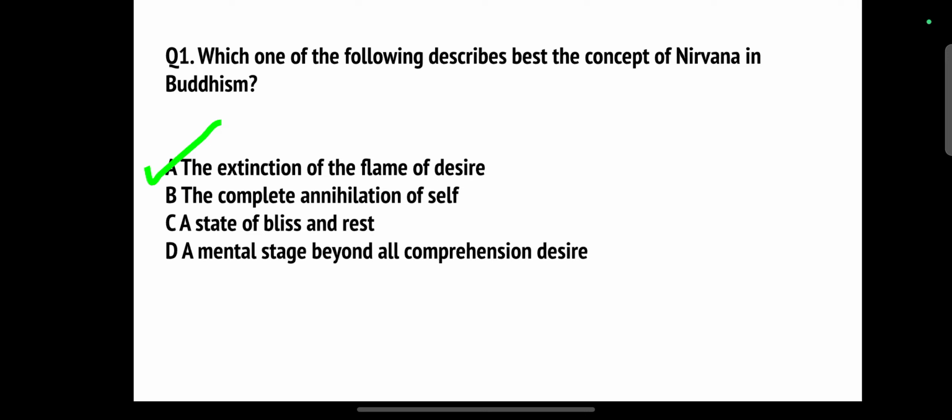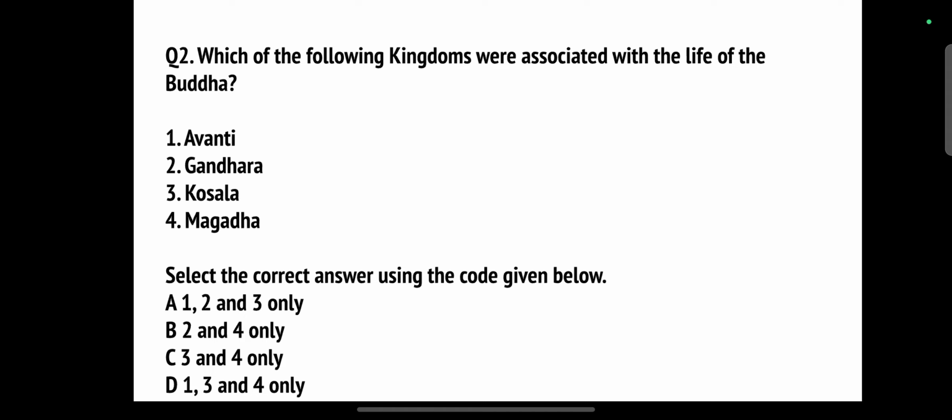Now let's get to the next question. Which of the following kingdoms were associated with the life of the Buddha? Avanti, Gandhara, Kaushal, and Magad. The options are 1, 2; 3, 2; 4, 3; 4, 1; 3, 4. So the correct answer is 3 and 4. We can easily eliminate Avanti because it is not directly related to the life of Buddha.